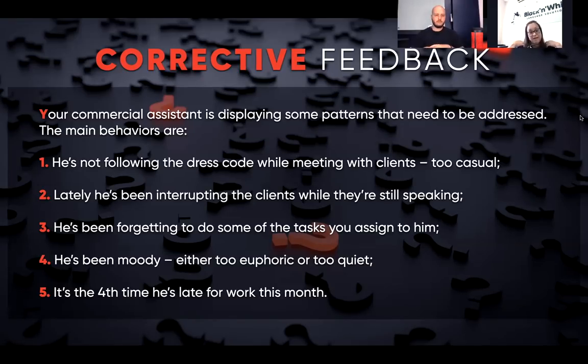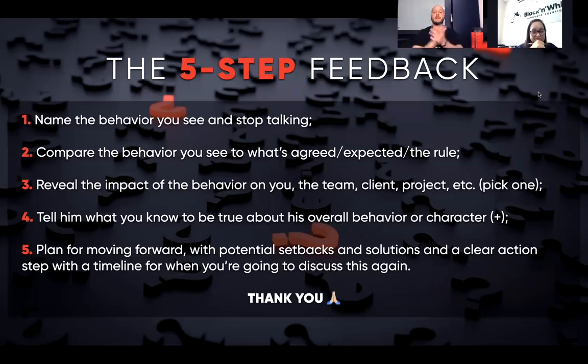Well, for me, a big problem is the wrong dress code with clients, because of the image of the company. So Míriam, now we're going to go through the structure of the feedback. It is the 5-step feedback. First one, name the behavior you see and stop talking. The person is going to probably self-correct. You have to give a chance, and they can talk. It's a conversation, remember, it's not a monologue.